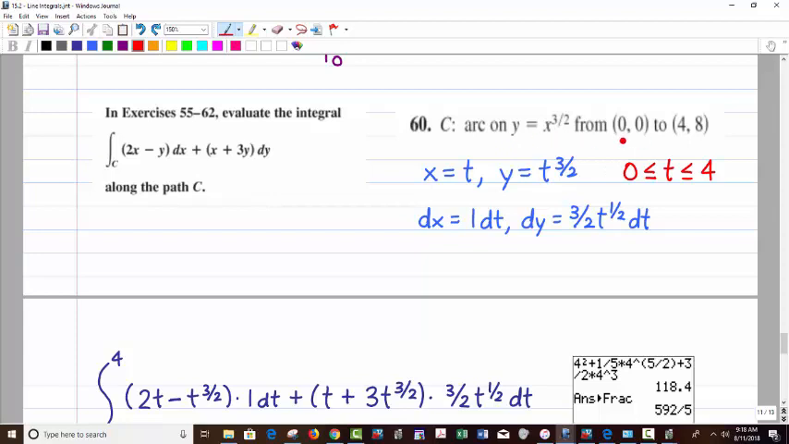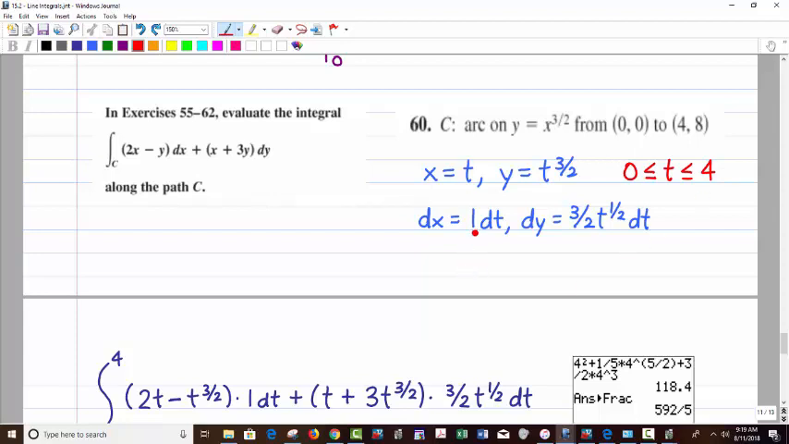Taking an arc path here from (0, 0) to (4, 8). Now they're not telling us, we're having to parameterize this ourselves. So no problem, we just let x equals t, and therefore y will be t to the 3 halves. And to get your limits of integration, since we know that x equals t, and x is going from 0 to 4, that means t goes from 0 to 4, because t is x.